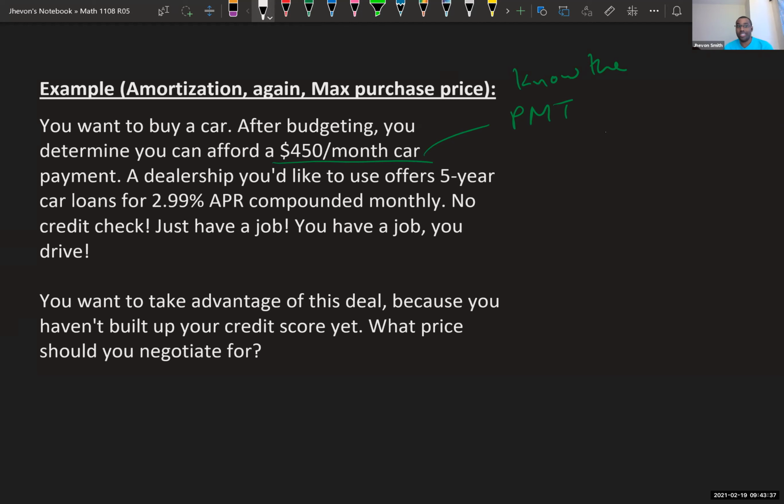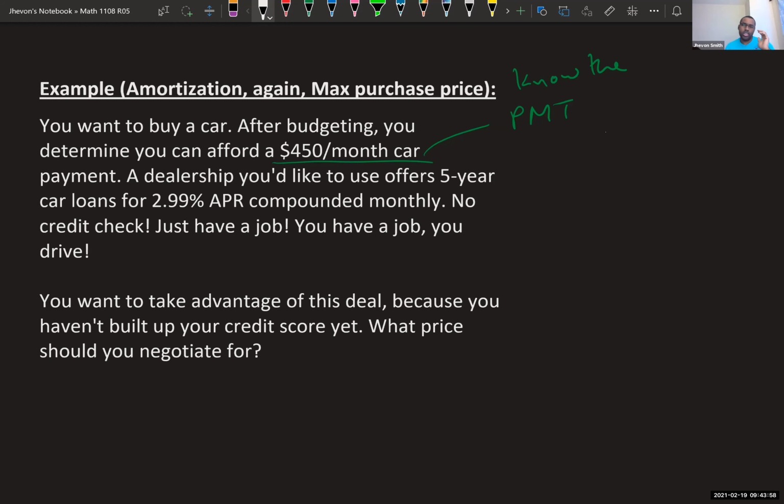Why? Because they're like, no credit check. You just need to have a job. You have a job and you drive, right? So I'm not going to check your credit. I'm not even going to make sure you can pay for this car. Show me a pay stub. You drive the car, right? So you're like, all right, I'm just going to go to these people right here and give them my money, because then they don't have to check my background or whatever, right? So this is a deal you want to take advantage of.